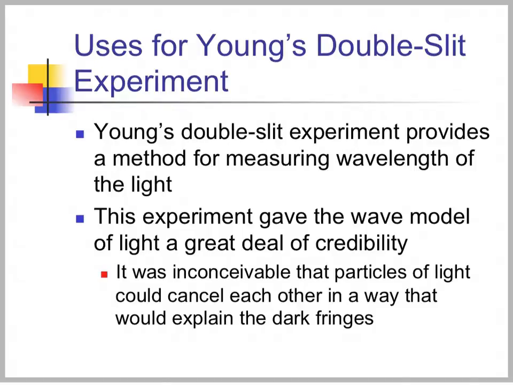Now Young's double slit experiment provides a method for measuring the wavelength of light. This experiment gave the wave model of light a great deal of credibility. It was inconceivable that particles of light could cancel each other in a way that would explain the dark fringes.